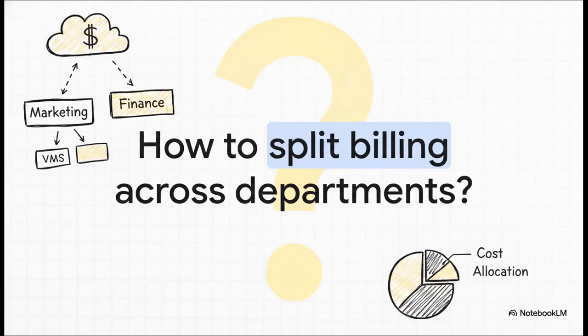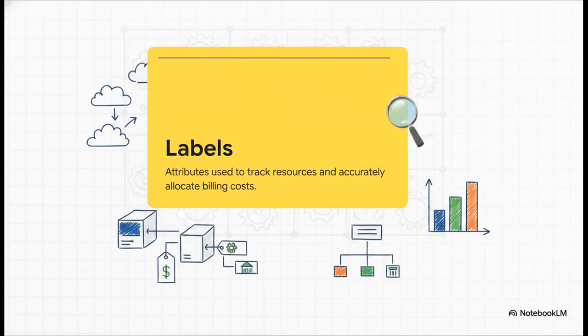And of course, with costs comes accountability. Here's a classic business problem you are almost guaranteed to face. Your team is running dozens of shared resources, right? Then your manager walks over and says they need a way to separately bill the marketing department and the finance department for their specific VMs. So how do you actually separate that out? The hands-down definitive answer here is labels.